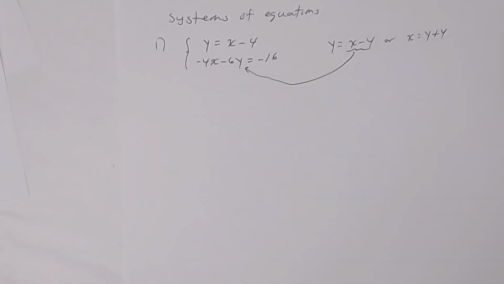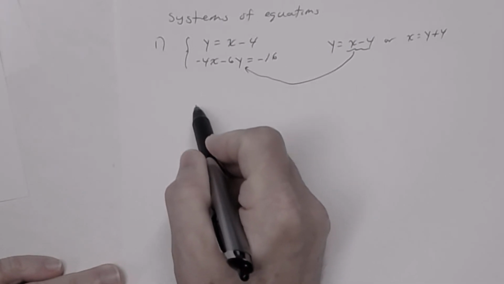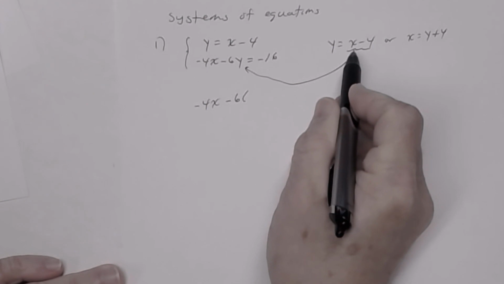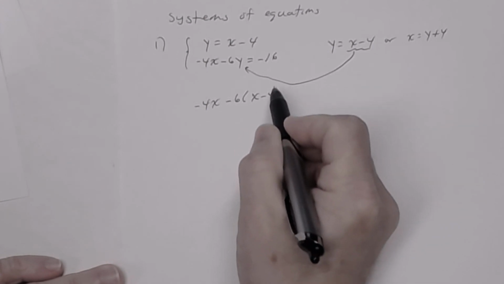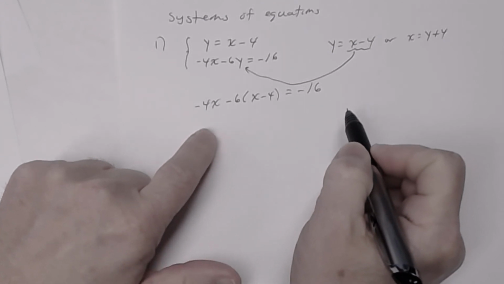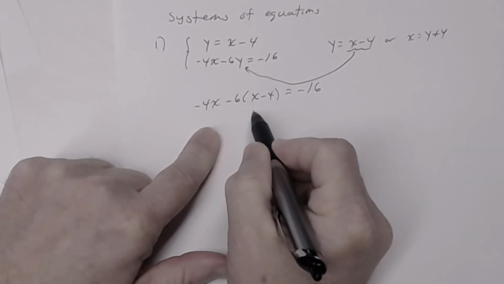Okay? All right, now let's go ahead and do the substitution. So when I do the substitution, this is step number 2. I'm going to get negative 4x minus 6 times y, which is x minus 4, equal negative 16. So you had to show this step. That's important. Then you're going to solve this linear equation.